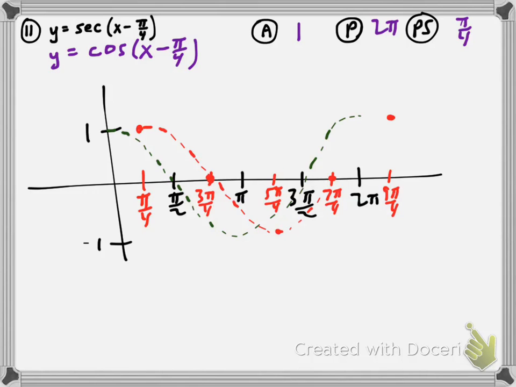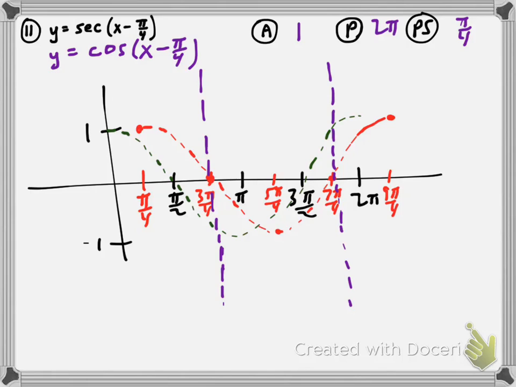Okay, there's the graph of the cosine. Dotted lines, because we're not done. Now that we know the graph of the cosine, we know the graph of the secant. Where the cosine is equal to 0, we have vertical asymptotes. Refer back to what I said about the sine being 0, vertical asymptotes and cosecant. Okay, vertical asymptotes there. That was a very good one.